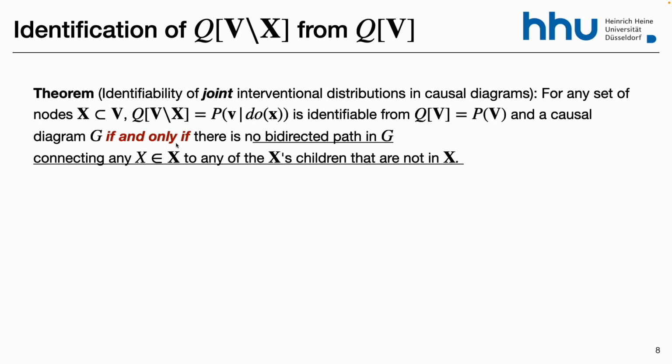So it is identifiable if and only if there is no bidirected path in G connecting X to any of the X's children that are not in X. So it's exactly checking if any C component contains the children of the X's. We will see some examples, but that's the expression. That's just saying the same: you compute the C components of all the X's and check if the intersection with the children is just within the X.